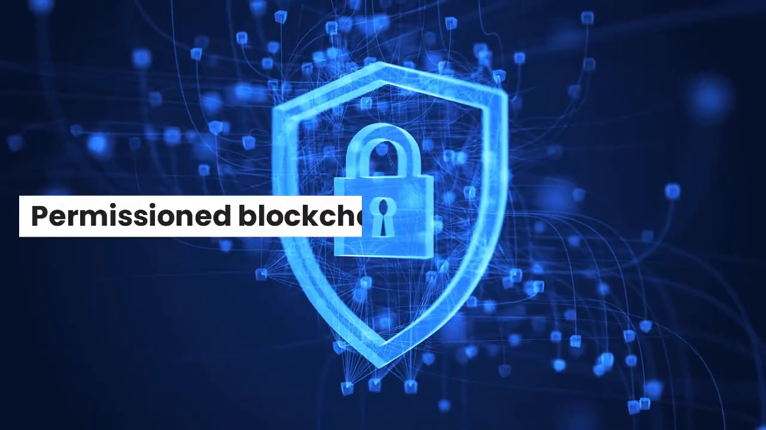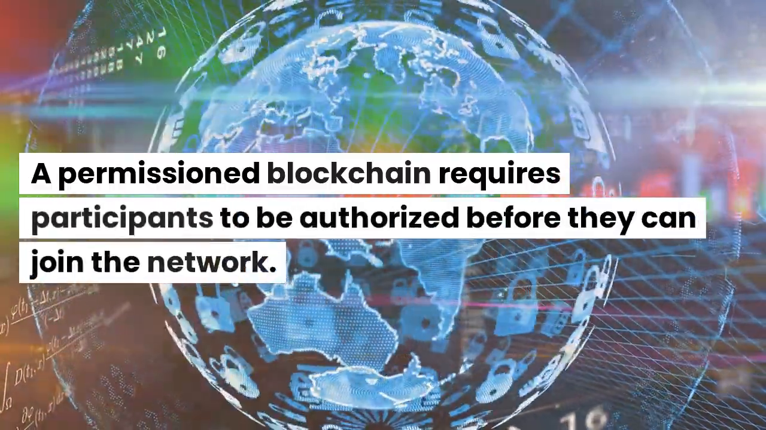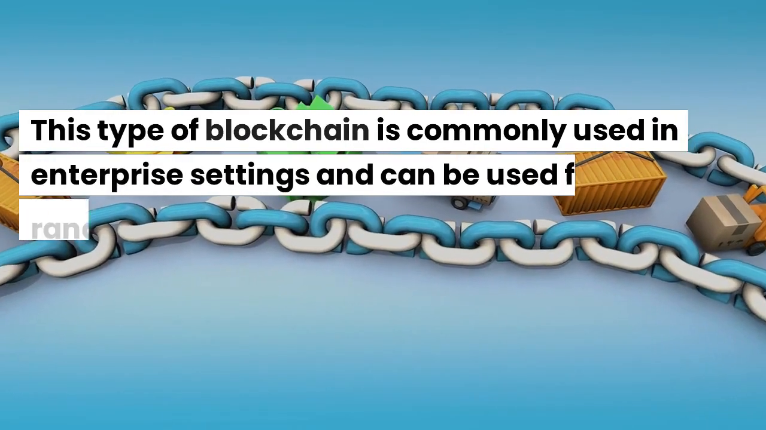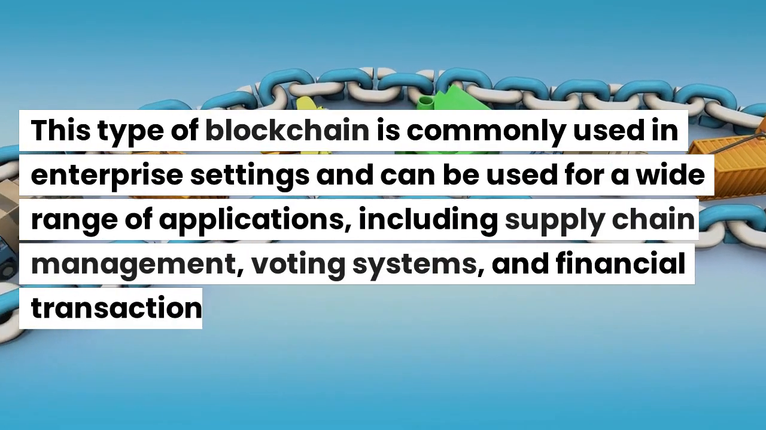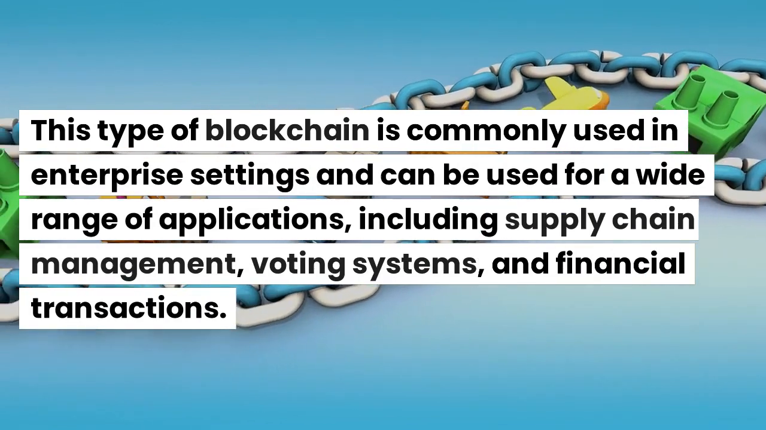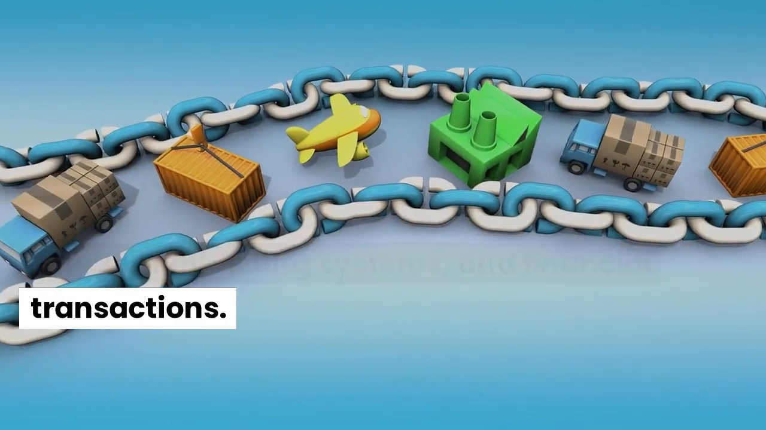Sidechains can be public or private and are useful in situations where scalability or privacy is a concern. Permissioned blockchain. A permissioned blockchain requires participants to be authorized before they can join the network. This type of blockchain is commonly used in enterprise settings and can be used for a wide range of applications, including supply chain management, voting systems, and financial transactions.